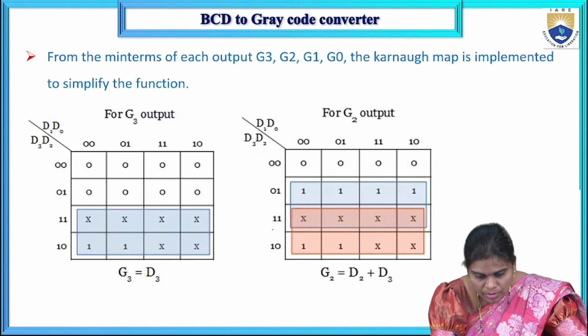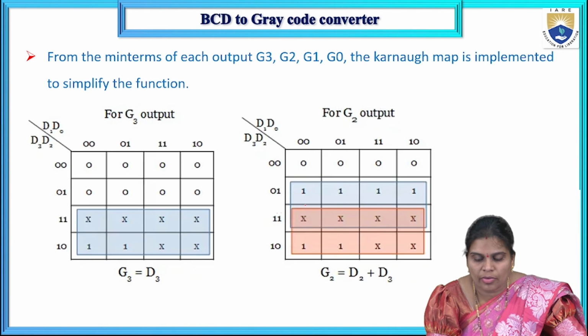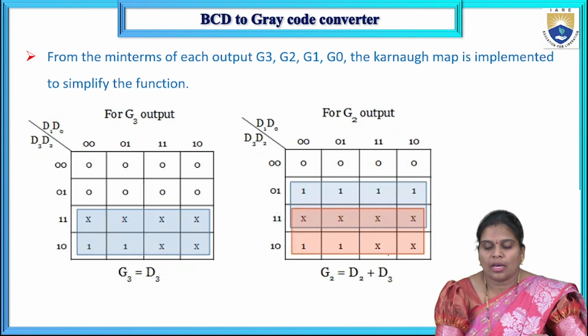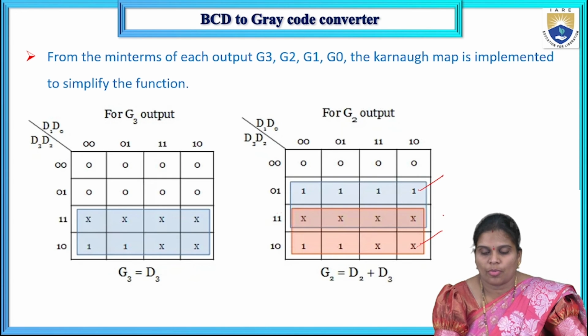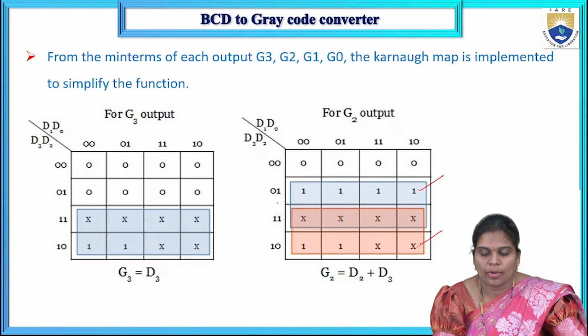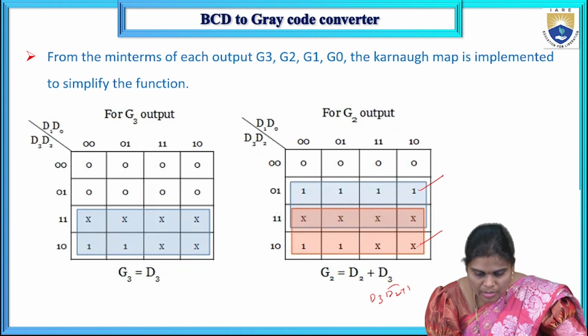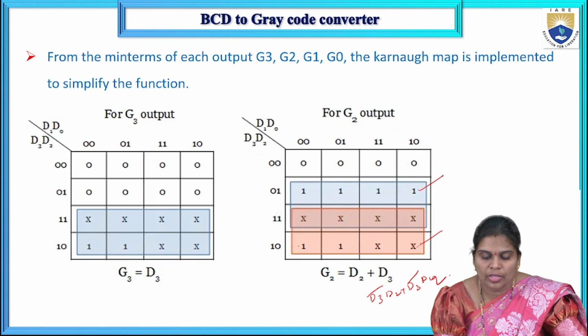G2 equal to four, five, six, seven. Remaining bits are the don't care conditions. So this 4 is the one group and this 4 is the one group. So for this 4, D3 bar D2. Okay. So again, these 4 ones are having the D3 D2 bar plus D3 bar D2. So here the D3 bar D2 is there. Okay. So, for this one D3 bar D2, for this one D3 D2 bar.